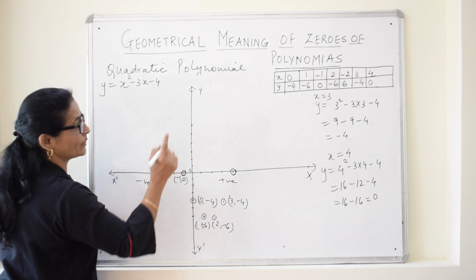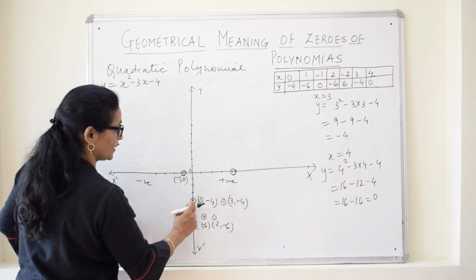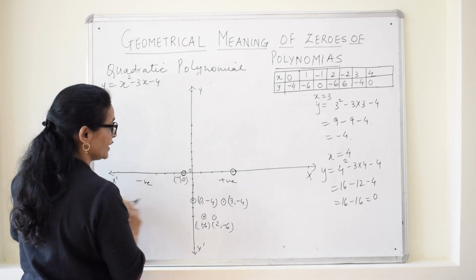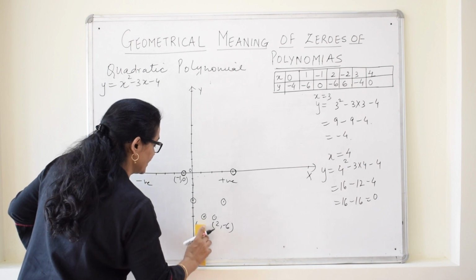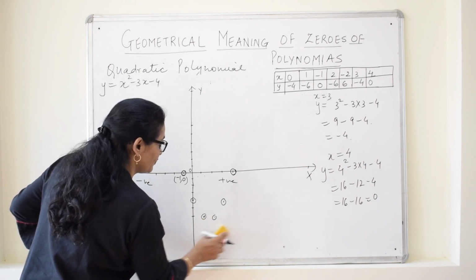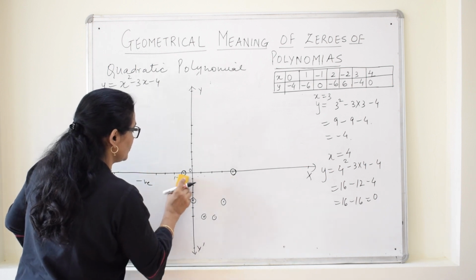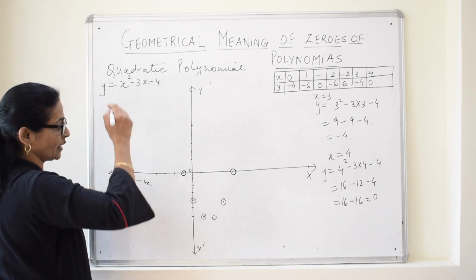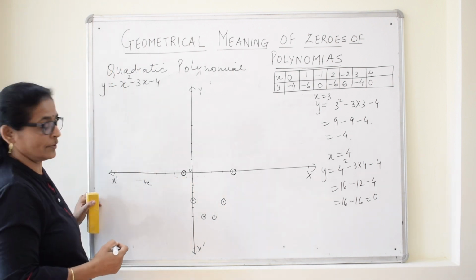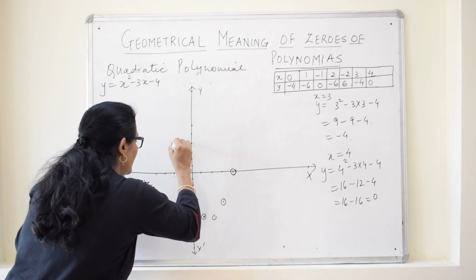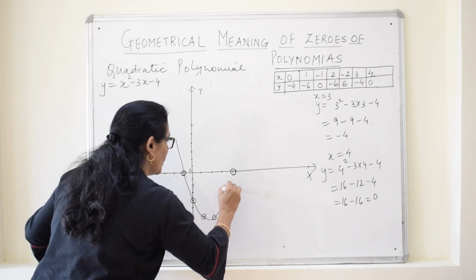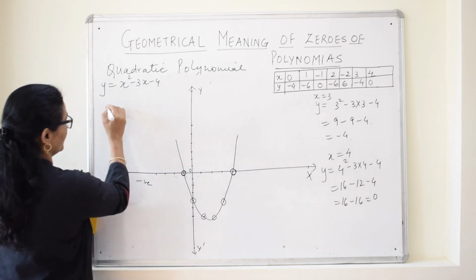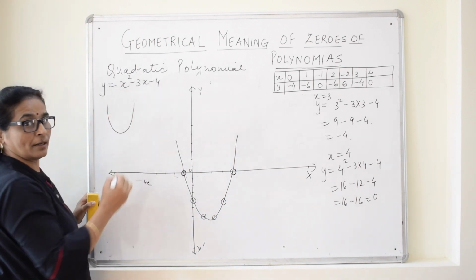So total how many points we have marked? 1, 2, 3, 4, 5, 6 points. If I rub the coordinates and you can only see the points, it will be more clear to you. So in this case, if you just join these points with a freehand curve, that curve will be called a parabola. This kind of curve is called a parabola.